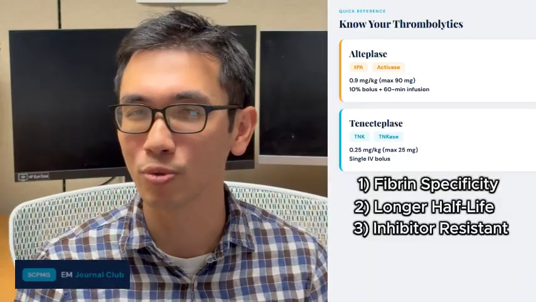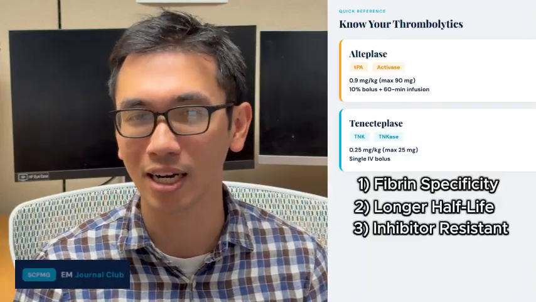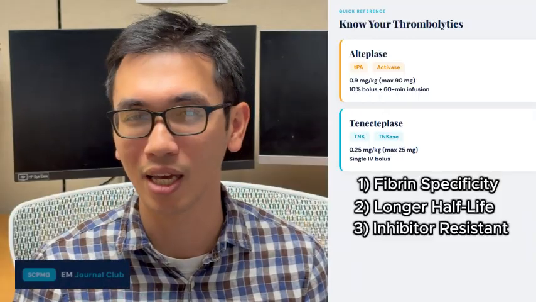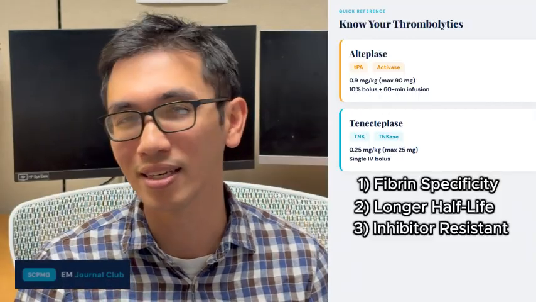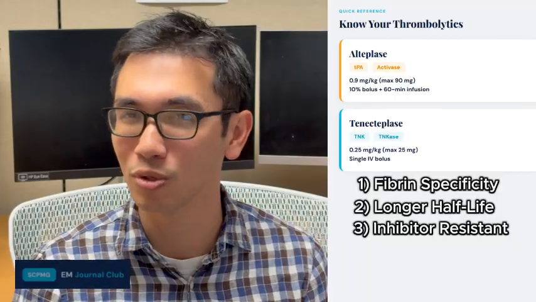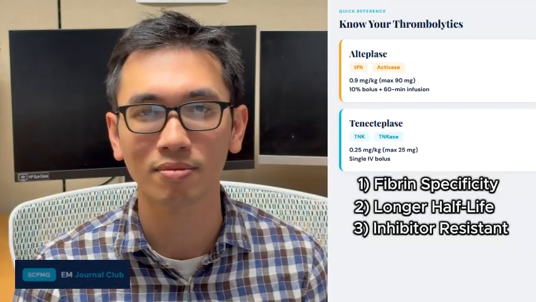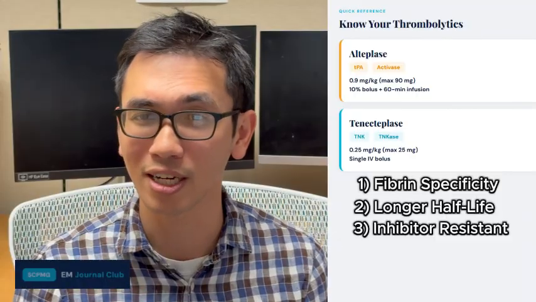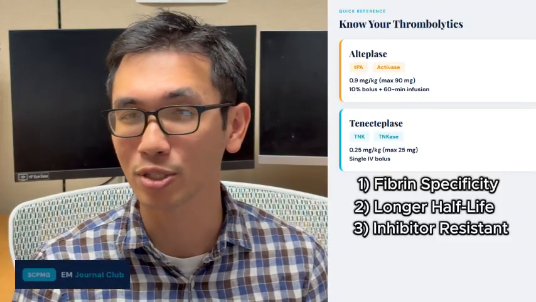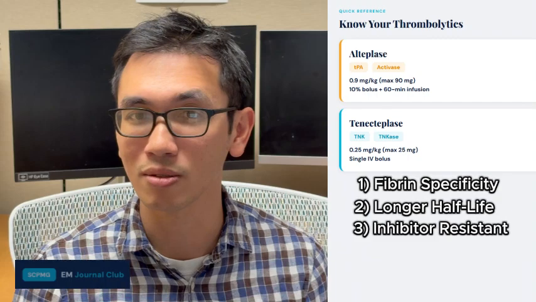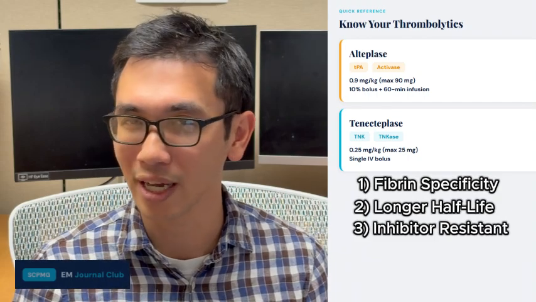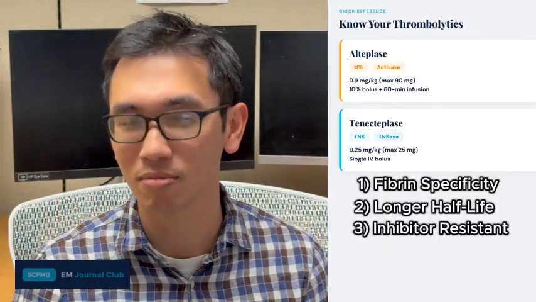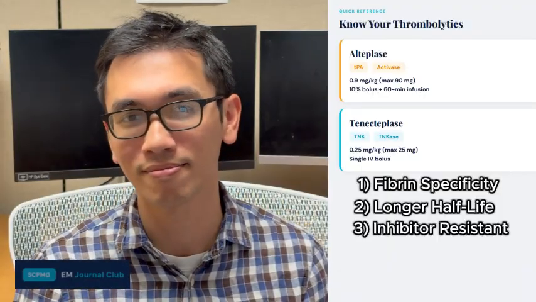Third, it's more resistant to plasminogen activator inhibitor 1, or PAI-1, which means it's less easily deactivated once it's in the bloodstream. Now, Tenecteplase has been the preferred thrombolytic for heart attacks for years. It replaced Alteplase for STEMI a long time ago. And for stroke, we didn't have the large phase 3 data to support making the switch until this trial.